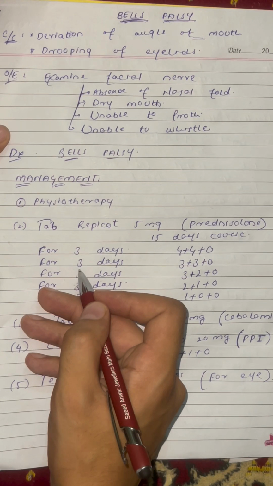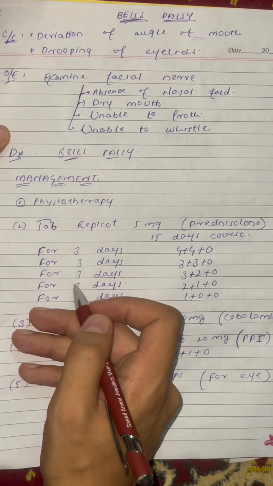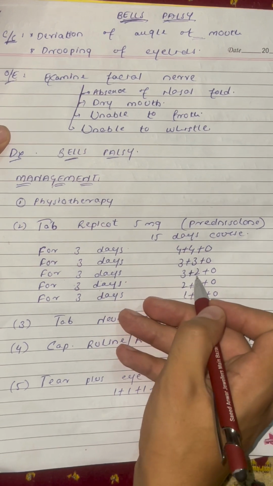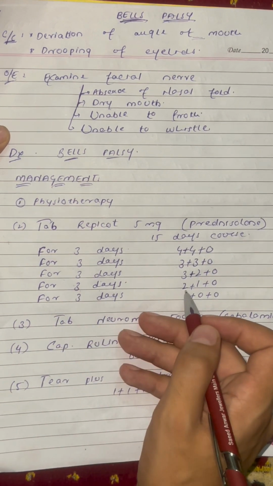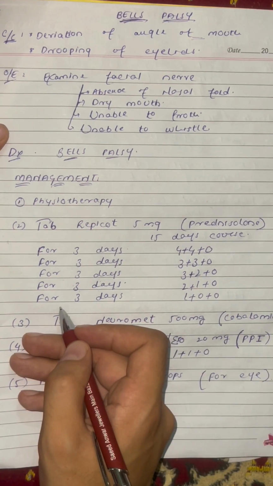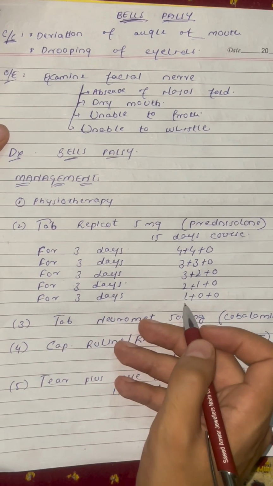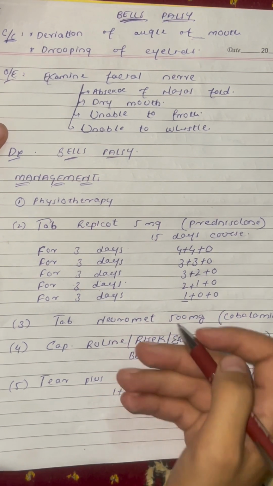Then for the next 3 days, 3 in the morning, 3 in the afternoon. Then for the next 3 days, 3 in the morning and 2 in the afternoon. And for the next 3 days, we'll write 2 in the morning and 1 in the afternoon. And for the last 3 days, we'll write only 1 tablet in the morning, right?